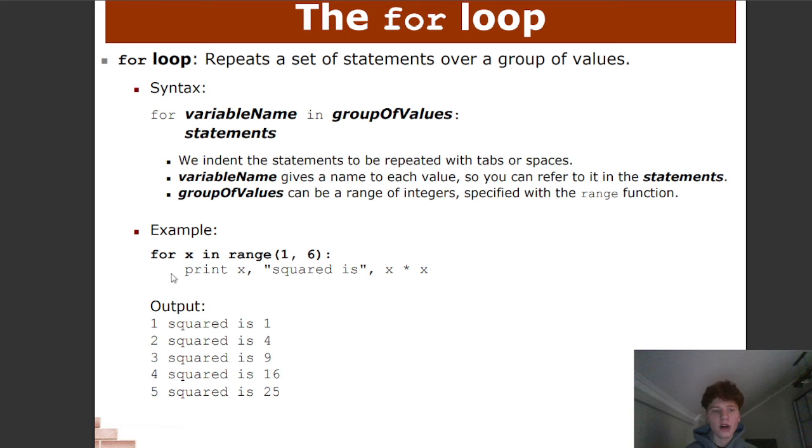Example: for x in range(1, 6): print x, "squared is", x * x. Output: 1 squared is 1, 2 squared is 4, 3 squared is 9, 4 squared is 16, 5 squared is 25.